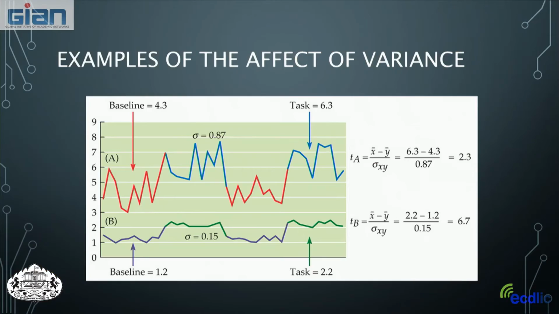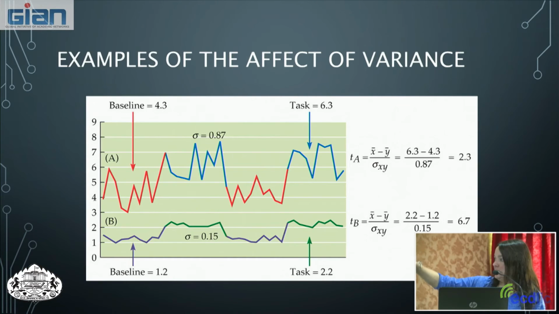And this kind of shows just an example of that. The data set on the top might be a voxel that has a lot of variance over time. So it's down low, then it's up high, and then it's down low. You see there's big separation between our peaks and our valleys here. And in this case, doing all the calculations, we get a t-value here of 2.3.